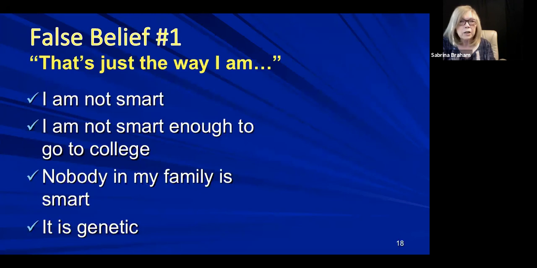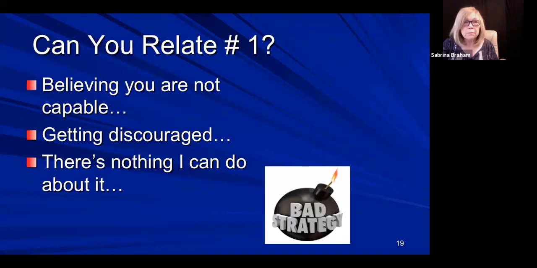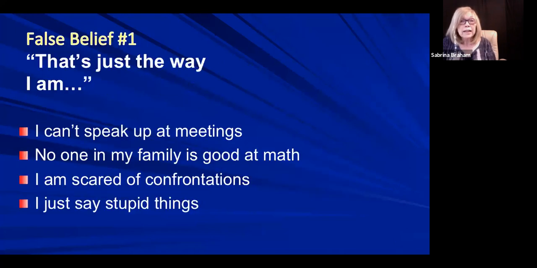I'm not smart enough. I'm not smart enough to go to college. Nobody in my family is smart. It's genetic. So that's one belief that really messes people up. And if you can relate to that, see if you can write something down if you can think of one like that. Do you believe you're not capable? Do you get discouraged? Do you think there's nothing you can do about it? That's just the way I am.